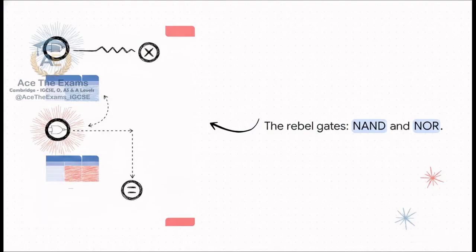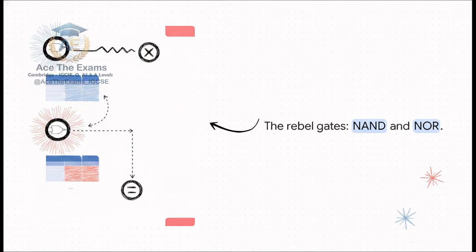Enter the NAND and NOR gates. Let's analyze their visual symbols first, because examiners love testing you on this. Notice that these symbols look almost exactly identical to the basic AND and OR gates we studied earlier. But there's one absolutely crucial, tiny difference. Look at the very tip of the output.